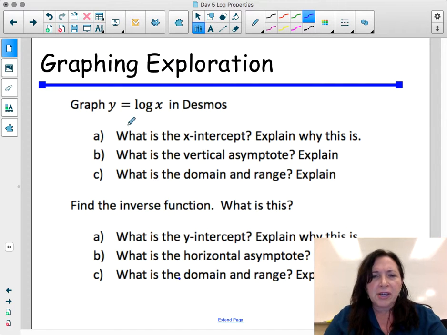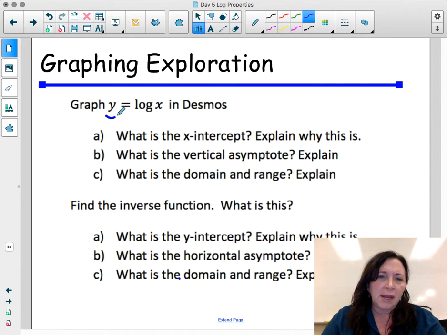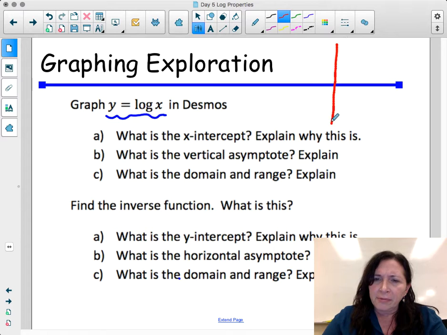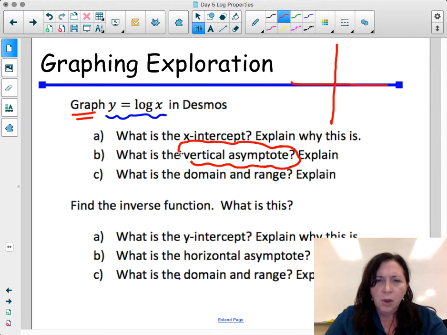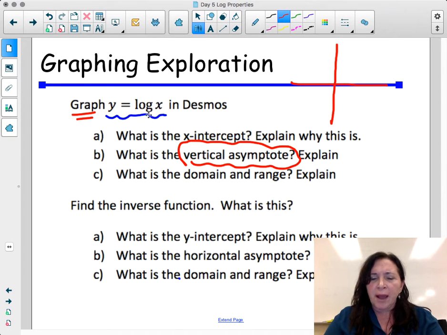So graphing exploration, I would suggest that you take a minute and graph log of x, either in Desmos or by hand. We've done this problem a couple of times in different video series and perhaps in your classes too. Just keep in mind a couple of things. First of all, anytime you're graphing a log, your asymptotes are always vertical. You'll always have a vertical asymptote when you're graphing a logarithm. But if you're graphing an exponential equation, your asymptotes will always be horizontal.